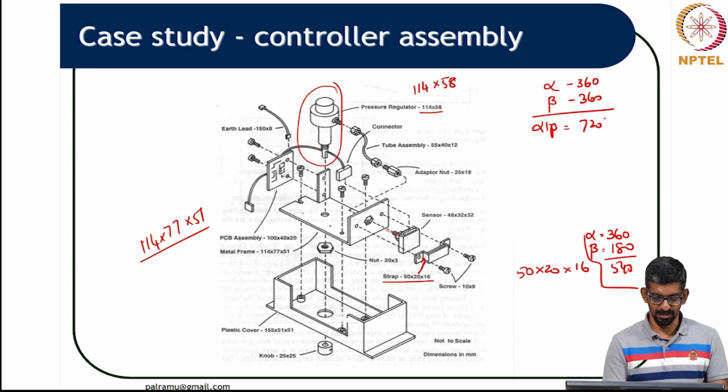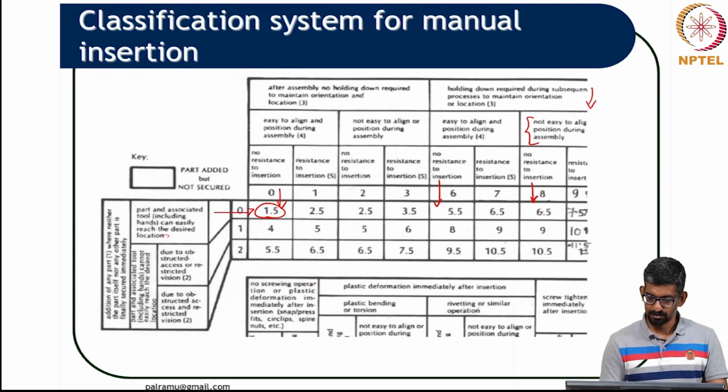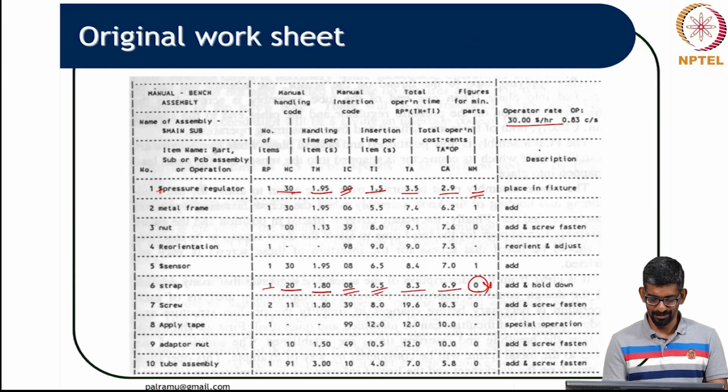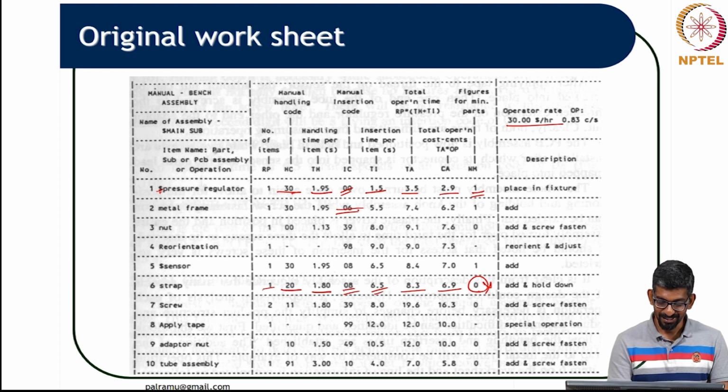It will require, right, because this goes in and then there is a screw, there is a nut that goes and tightens it, and after that the plastic cover comes, and finally you have a knob. Okay. So, it does require holding down. Easy to align and position during assembly, not easy to align and position. So, I guess we would choose 0 and 6, we will see what they have done. Hey, they have done the same thing, 0 and 6. Okay. So, 30 and 5.5 and then the total would be 7.4 and the cost is 6.2.